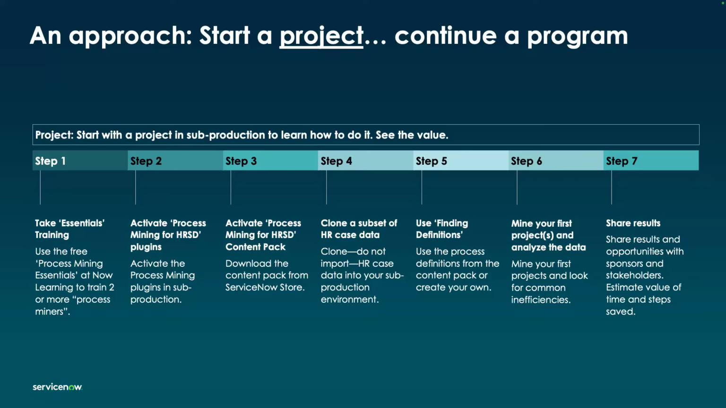But you want to start with a project. You want to make sure that the folks who are running the project have done the essentials training. You want to make sure they have the right roles assigned. You want to activate the plugin. You want to make sure you activate the content pack, and for HRSD, you'll want to have the HRSD content pack. The reason why is because when we get to step 5, you'll use finding definitions, likely as part of that content pack, to help you find opportunities within your data.